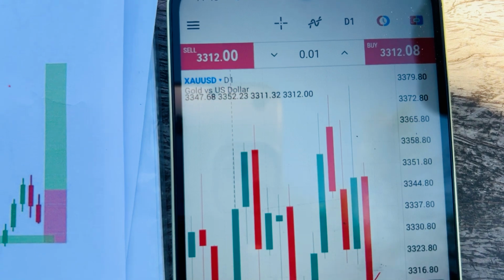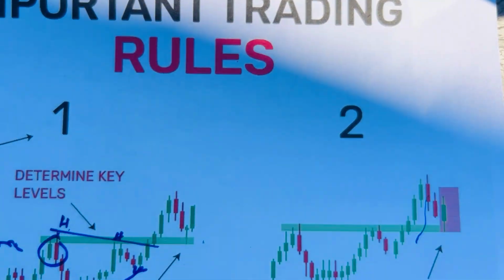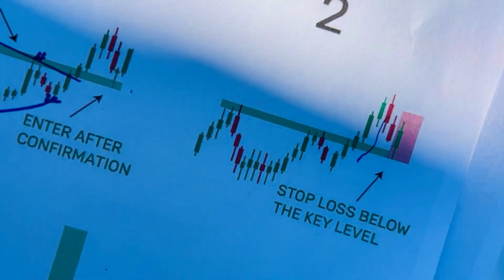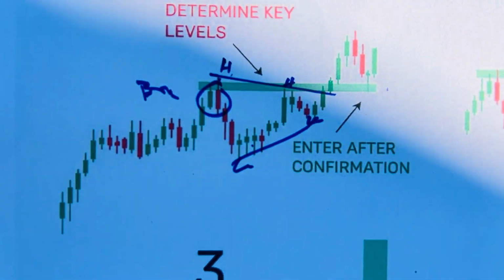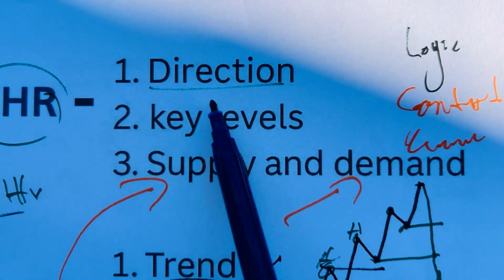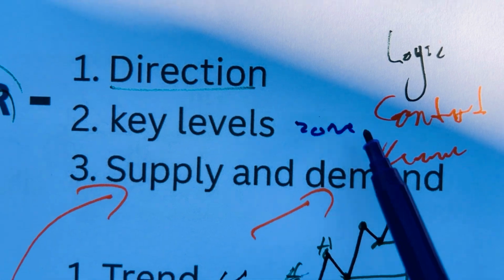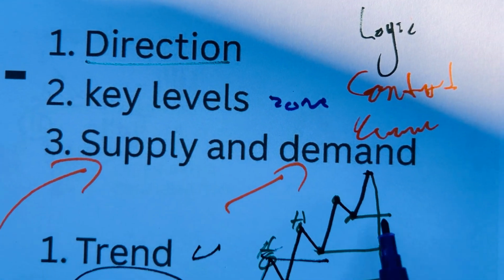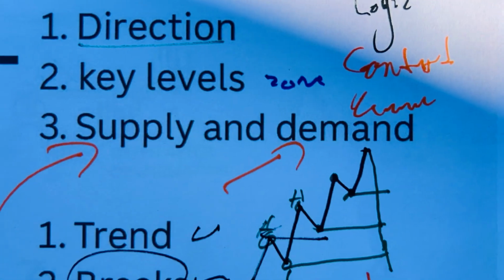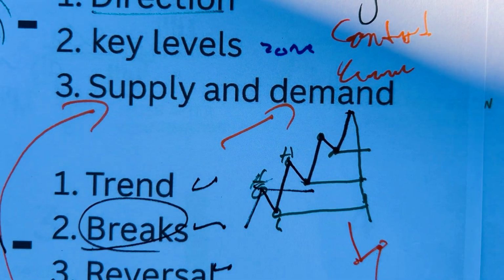So I trust you understand how we trade. These are the rules that are important for you to know when you trade the financial market. You find the direction in the higher time frame. You mark your key levels, these are your key zones. You can use supply and demand, and you can also use support and resistance. For those who need to learn more about support and resistance, we have another video on this channel.